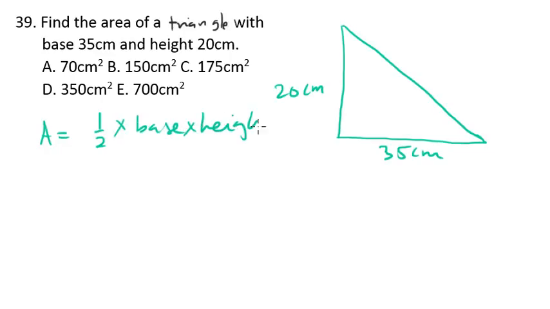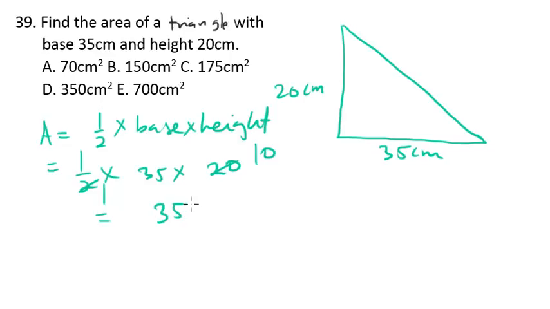the height. So we'll just say this is going to be 1/2 the length of the base, which is 35, times the height, which is 20. So we'll say 2 goes here, 1, 2 goes here to give us 10. So this gives us 35 times 10 gives us 350 square centimeters. So the answer here is D.